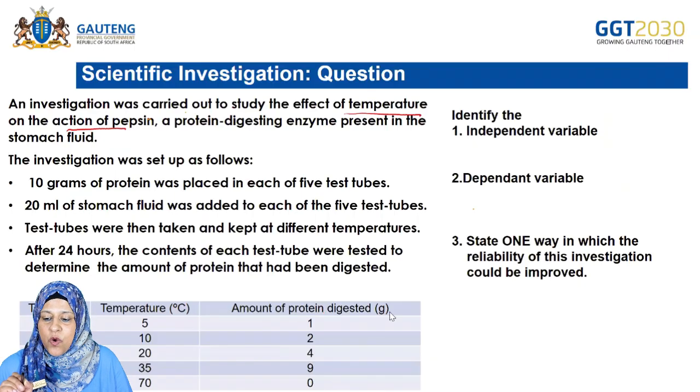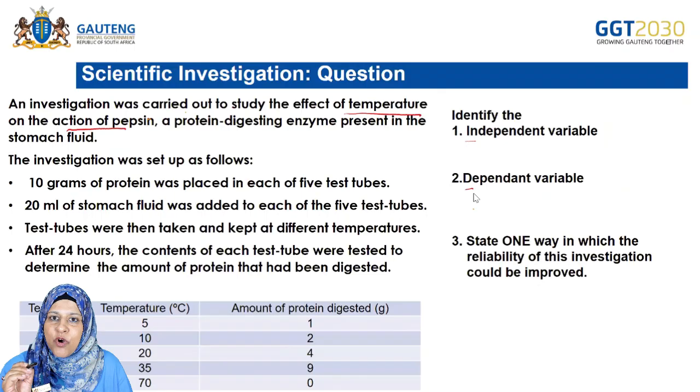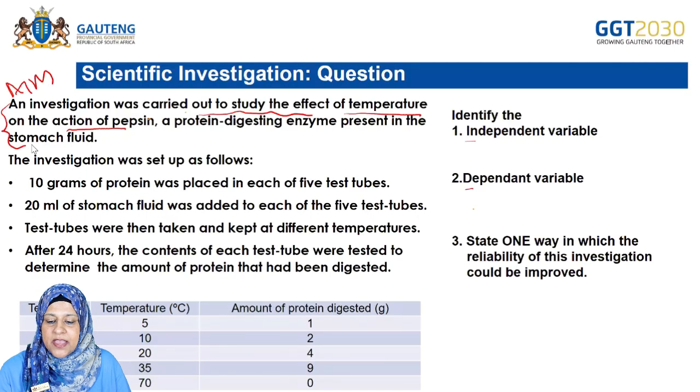Okay, now we want to identify the variables, independent and dependent. We must go to the aim of the investigation. It was carried out to study the effect. This is my aim. Okay, that's my aim: the effect of temperature on the action of pepsin.